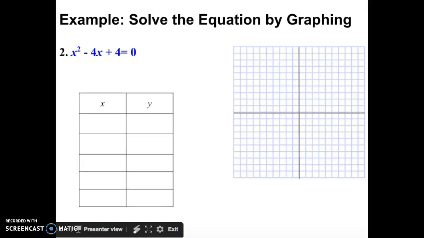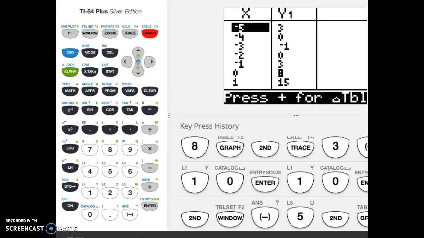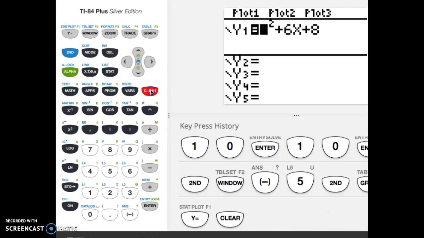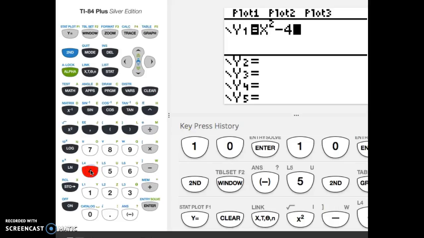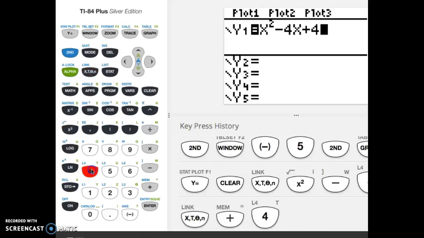Okay, here's my next example that we're going to graph. Again, I'm going to get my graphing calculator out and type in just the equation first. So I'm going to go into y equals, clear out what I had in before, and enter x squared minus 4x plus 4. And I'm going to hit graph.